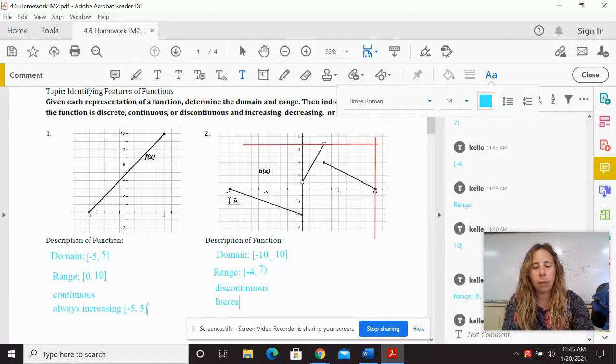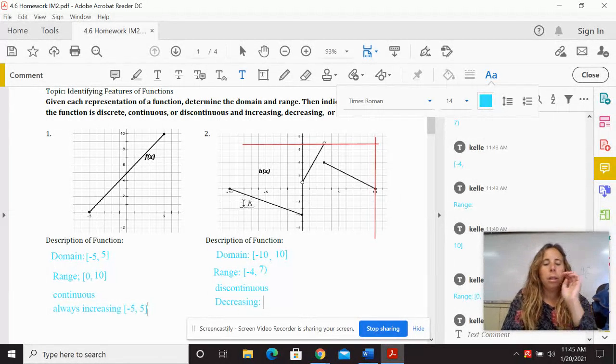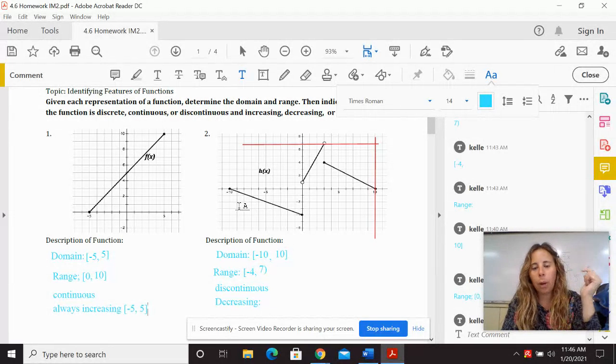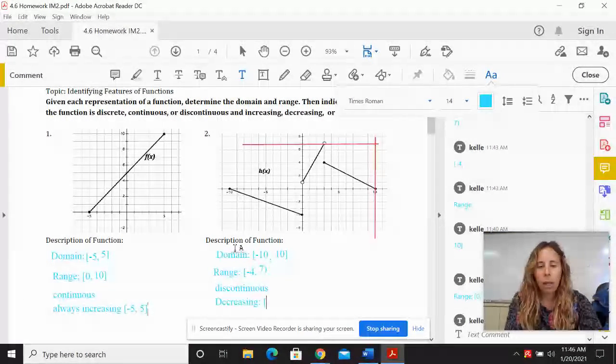All right, and then, oh, increasing and decreasing. We'll do decreasing first, just because I like looking left to right. So where on this graph are we decreasing? So where are we going down? Well, from negative 10, and remember, you're looking at the x values. So from where x equals negative 10, we go down, we're decreasing until x equals 0. Y equals negative 4, but we don't care. When you're talking about intervals of increasing and decreasing, you want the x values. So we are decreasing from x equals negative 10 all the way to x equals 0.